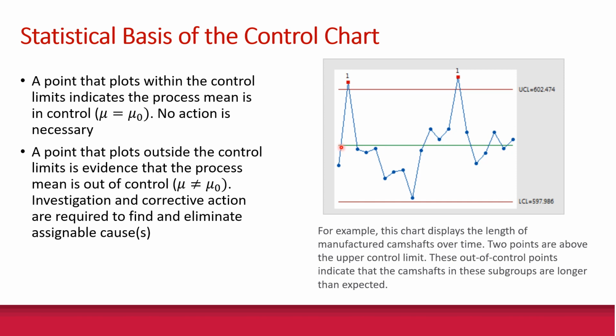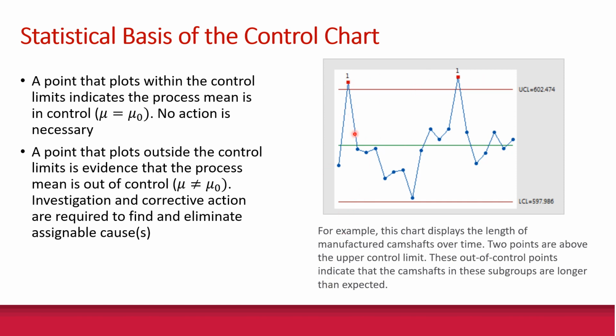For example, if this was the mean, the green represents the mean, then that would show that no action is necessary. They plot within the bands. A point that plots outside of the control limits, for example, the points in red here, indicate that the process is out of control. That would mean the mean does not equal the sample mean. This is where we have to take corrective action to find and eliminate these assignable causes.